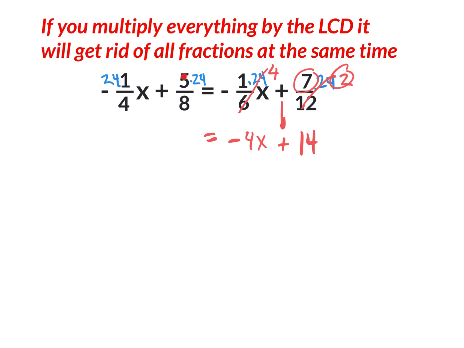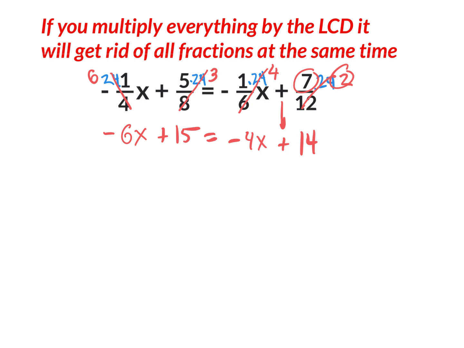And then on the left side, 24 divided by 4 is 6. So put a line through there, put a 6 up here. And then you have 6 times negative 1x. 6 times negative 1x, that is negative 6x. And then we have 24 divided by 8, that's 3. And of course, a positive 5 times 3 is a positive 15. So voila, same equation, but now it has no fractions.